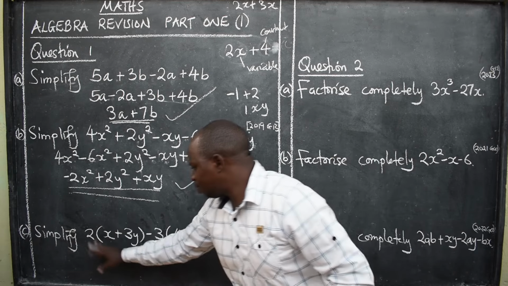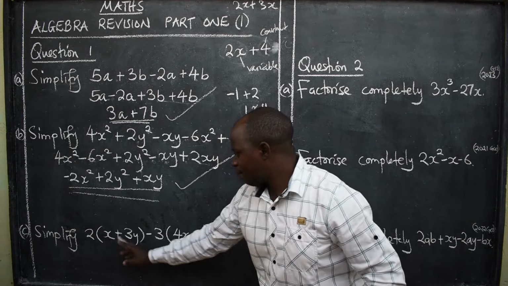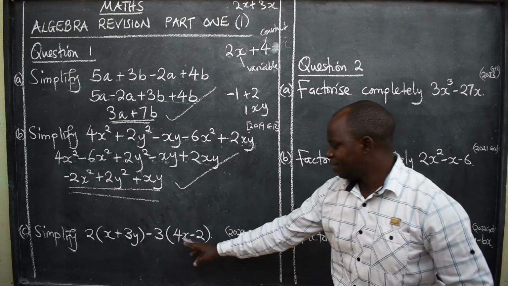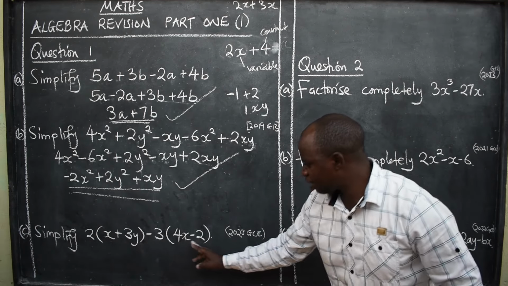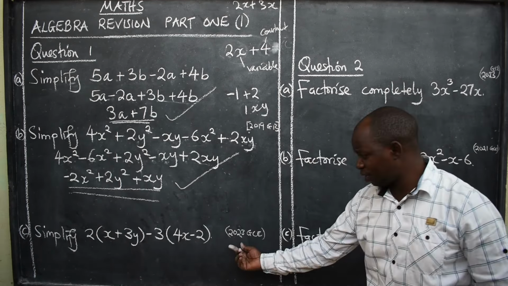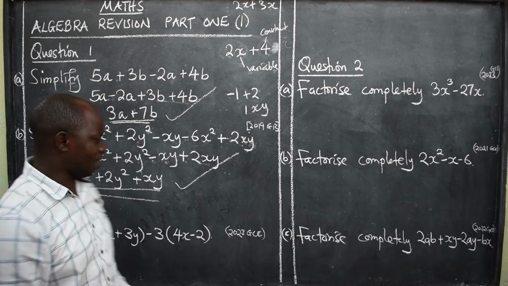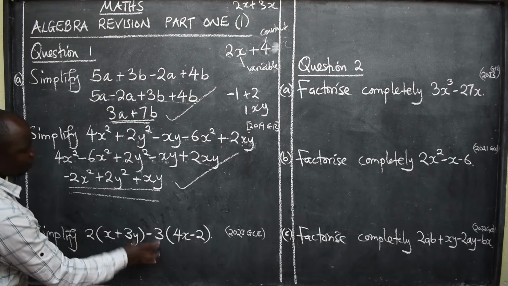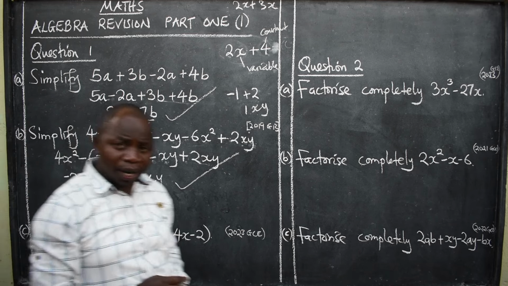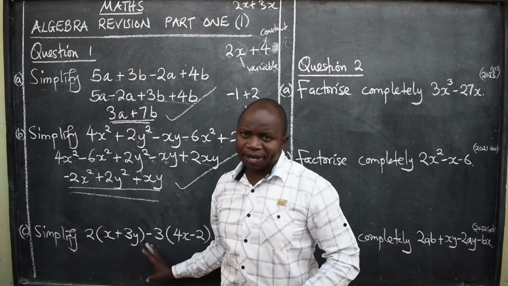Simplify. See, 2 in brackets we have x plus 3y minus 3. In brackets we have 4x minus 2. This is coming from 2023 GCE. Okay? How do we simplify this one? You can see that this one is different from these two. Okay? It has got brackets.